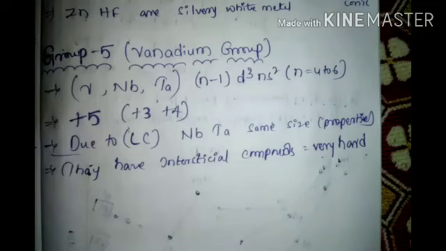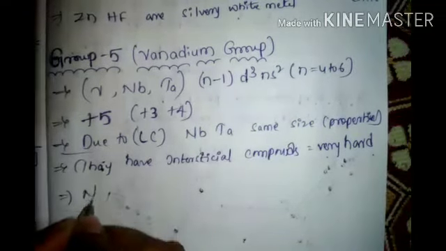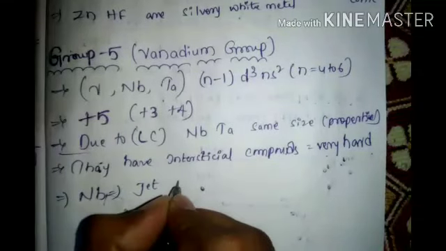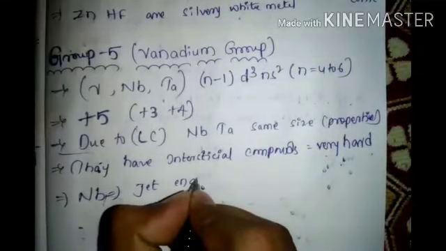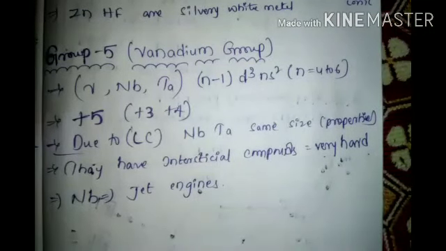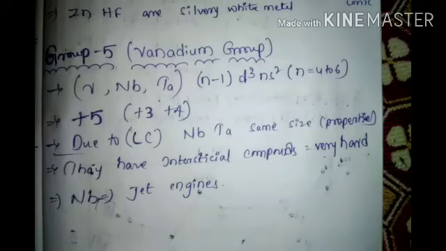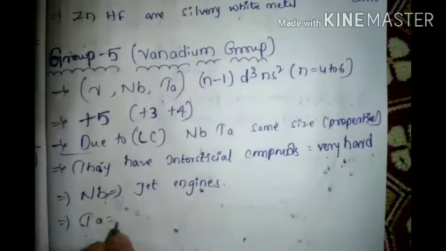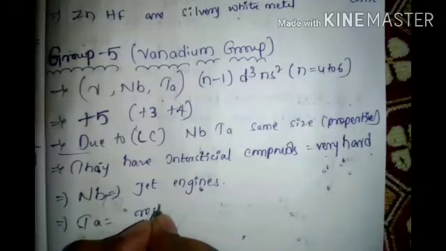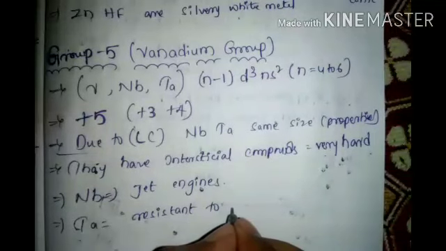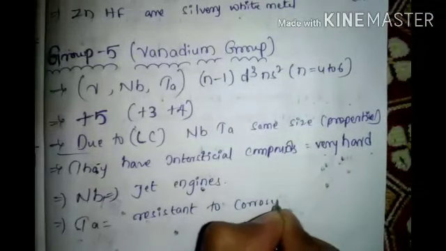A niobium alloy is used for making jet engines. Tantalum is resistant to corrosion.